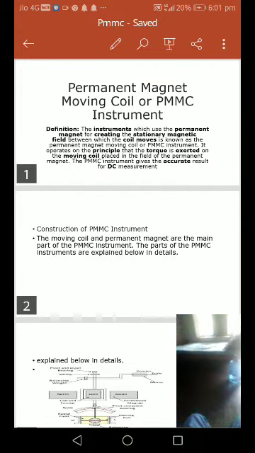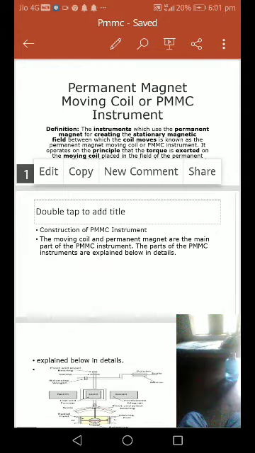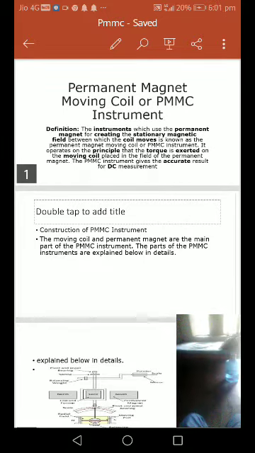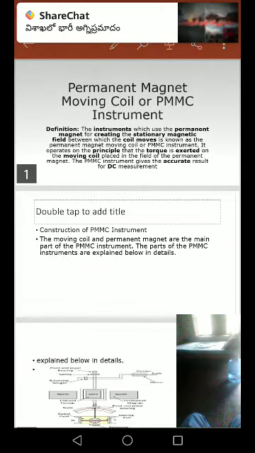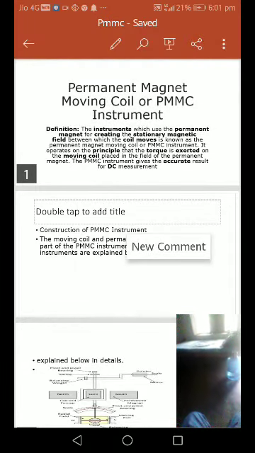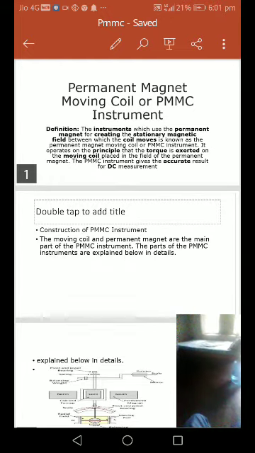Construction of the PMMC, permanent magnetic moving coil instrument. The moving coil and permanent magnets are the main parts of the PMMC instrument. The parts of the PMMC instrument are explained below.